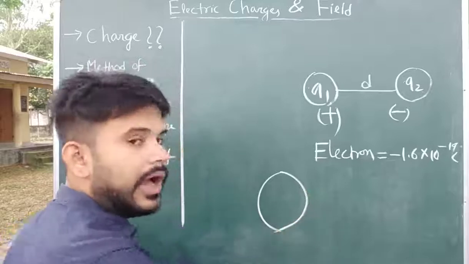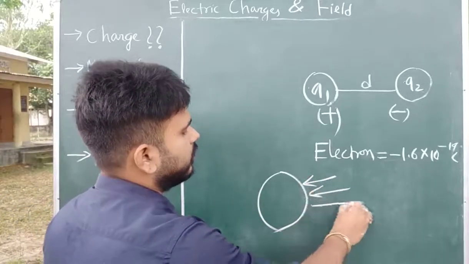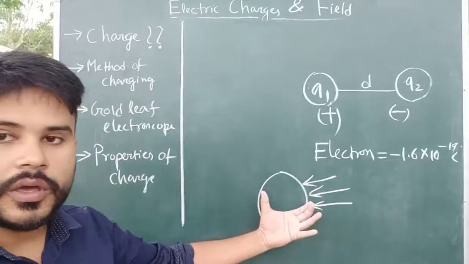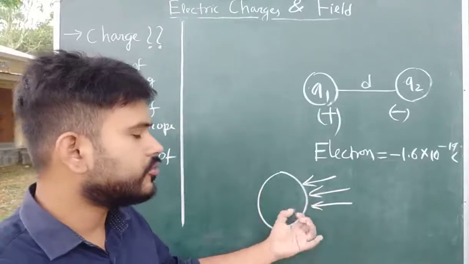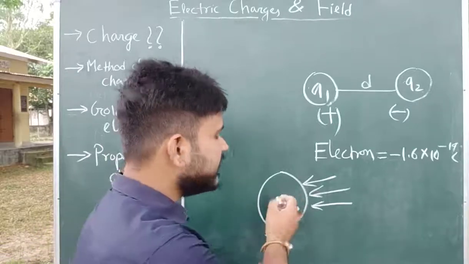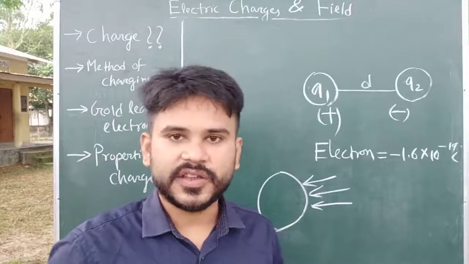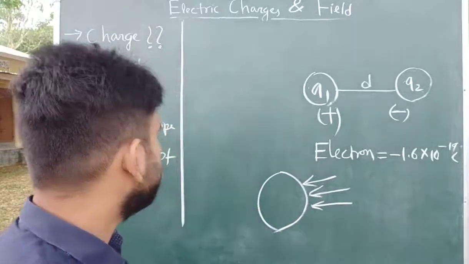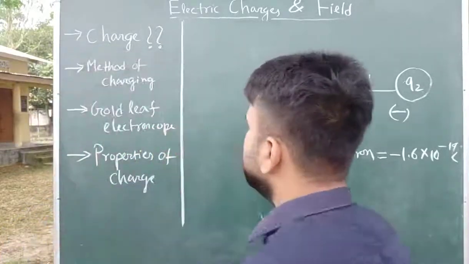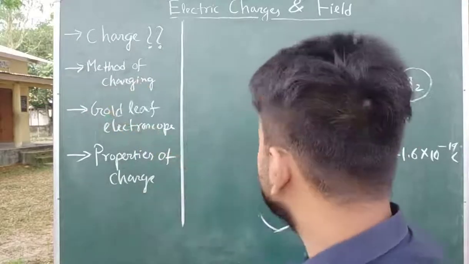Now, how does a body get charged? If it acquires some electrons or protons, then it will be charged. Otherwise, it is neutral, that is, the numbers of positive and negative charges are equal. Then I move to the topic of methods of charging.